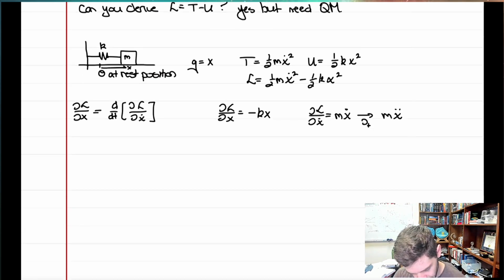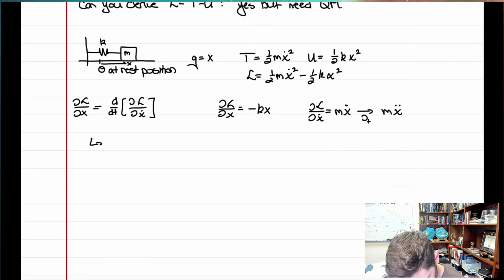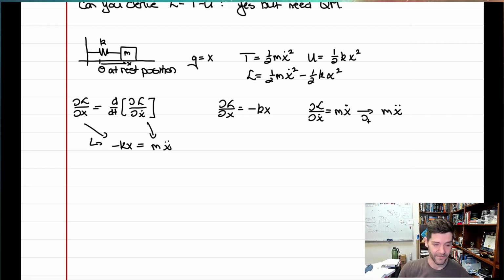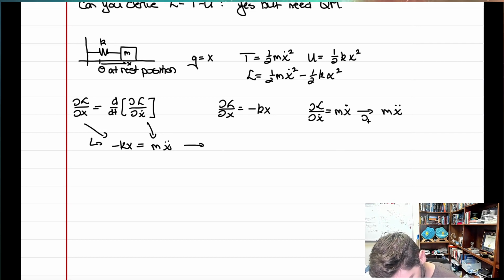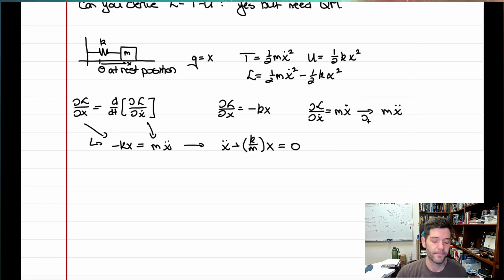And once again, lo and behold, what does Lagrange's equation imply? That negative kx is then equal to mx double dot, which is the right-hand side of Lagrange's equation. Or that x double dot plus k over m times x equals 0, which is exactly what we had written down before for simple harmonic motion, that this box undergoes simple harmonic motion, and for a given set of initial conditions, you can write down exactly what that path looks like.